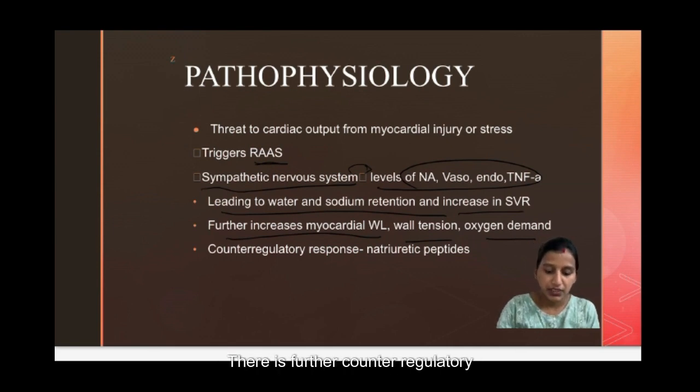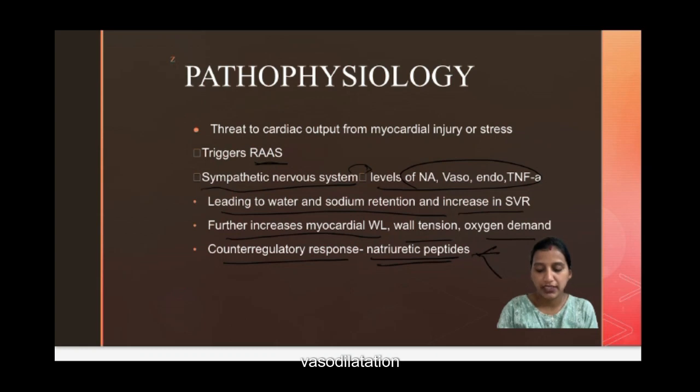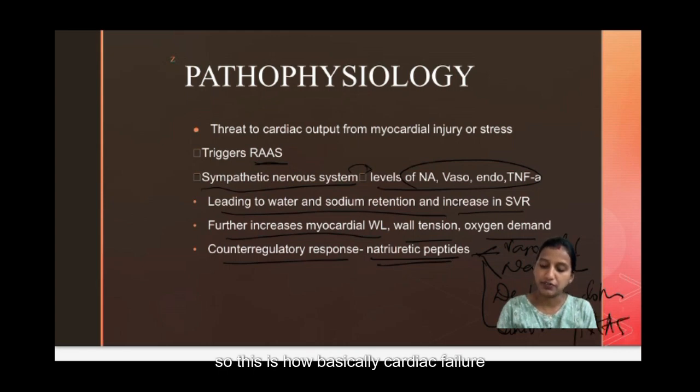There is a further counter-regulatory response by releasing natriuretic peptides, which leads to vasodilatation, natriuresis, and decreased levels of endothelin, and it also leads to inhibition of the renin system. So this is how basically cardiac failure pathophysiology is.